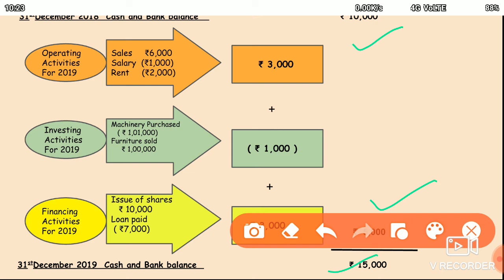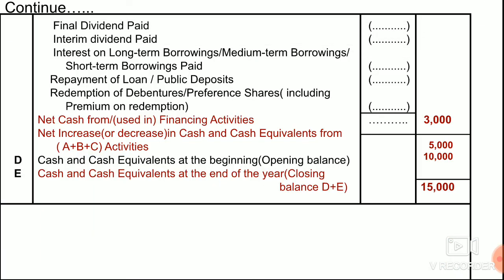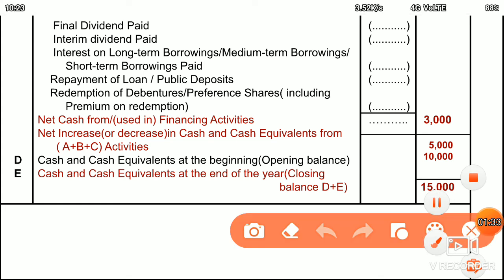So this 15,000 will be shown after adding the net increase in cash and cash equivalent, in our example 5,000, to the opening balance of cash and cash equivalent, and then what we find is the closing balance of cash and cash equivalent at the end. So the statement actually shows the inflows and outflows of cash from operating, investing, and financing during a year, and then the opening balance of cash is added, and finally it arrives at the closing balance of cash and cash equivalent of the year. So it shows why there is a difference of cash at the beginning and at the end.